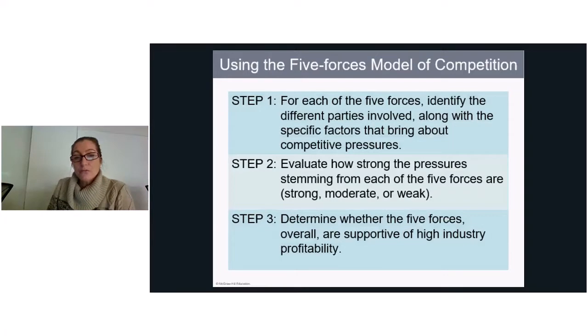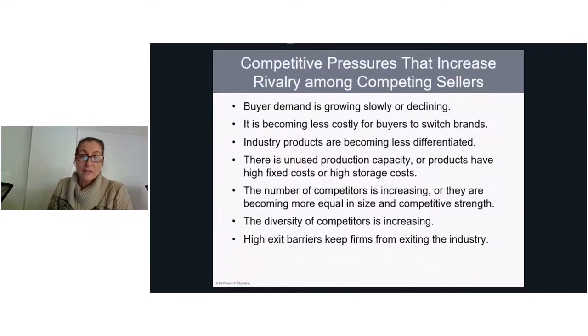So for each of the 5 forces, you're going to identify the actors involved, and then you're going to look at the factors that are bringing about the competitive pressures. You've got to evaluate how strong those pressures are, and then determine the industry attractiveness, the industry profitability.